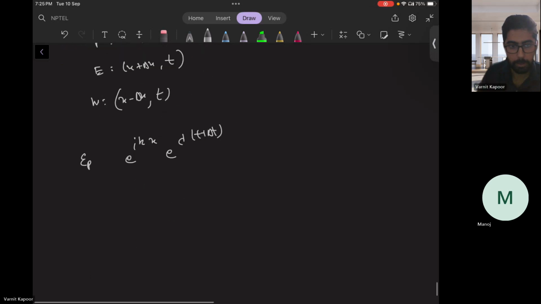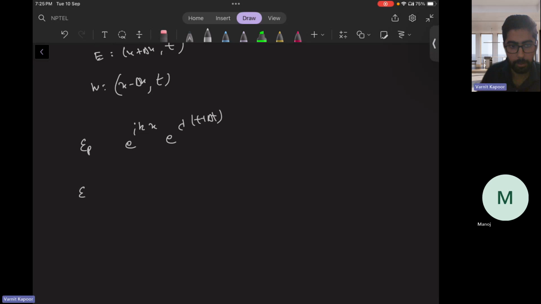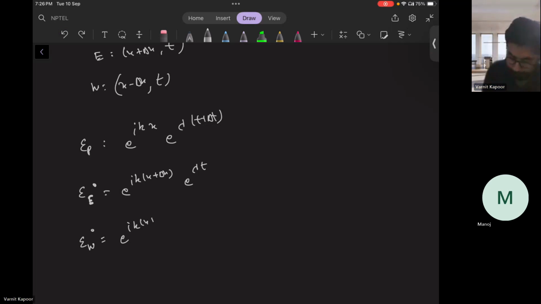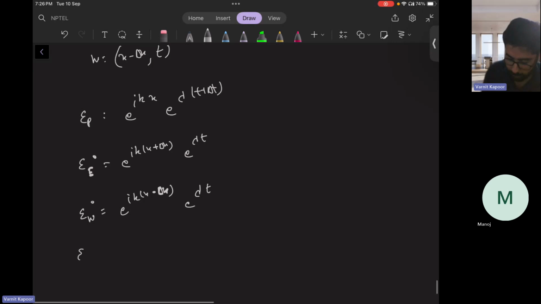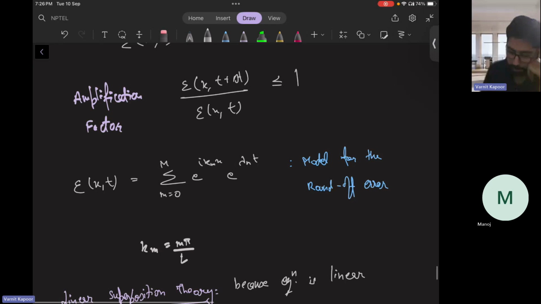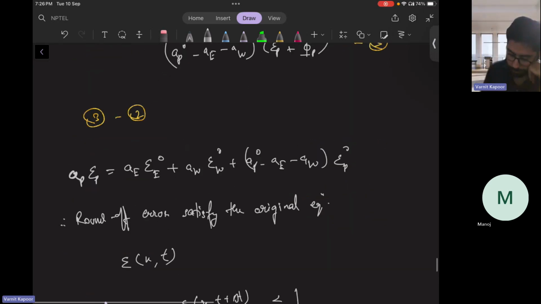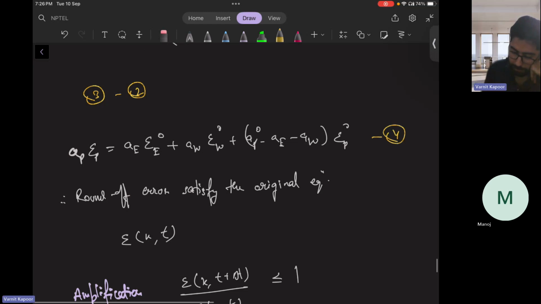So let me write epsilon at 1. Epsilon east at 0 will be e^(ik(x plus delta x)) e^(lambda t). Epsilon west at 0 will be e^(ik(x minus delta x)) e^(lambda t), and epsilon P at 0 will be e^(ikx) e^(lambda t). These are the values we want to put in equation number 4.